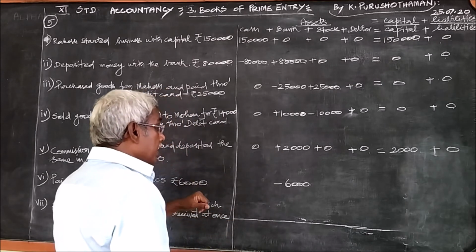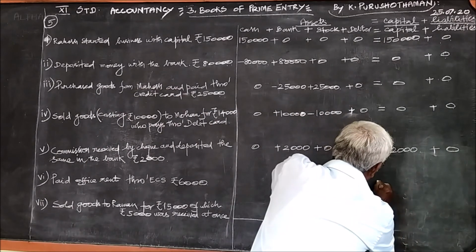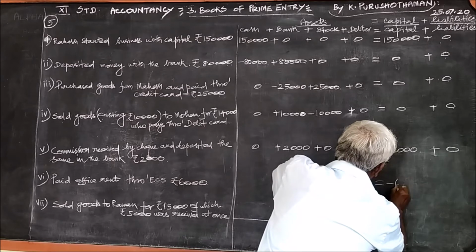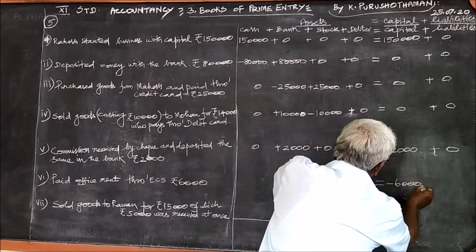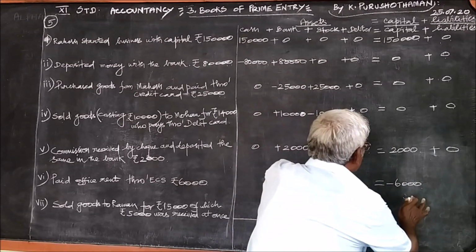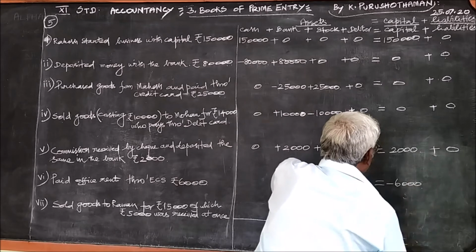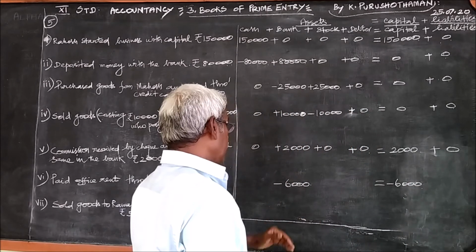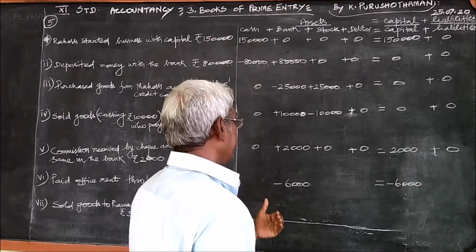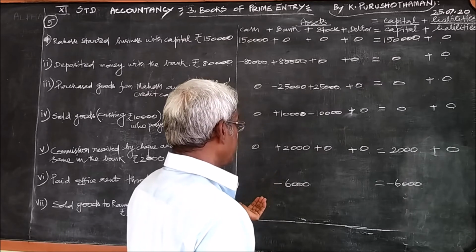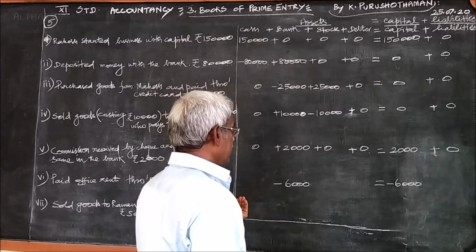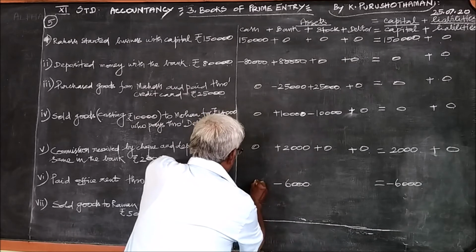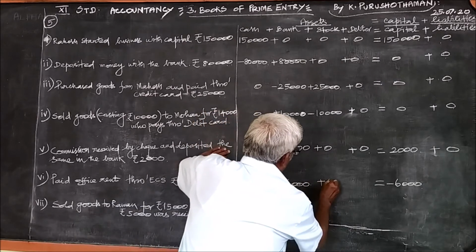It will also reduce the capital, because from the capital only the rent is paid. So left hand side minus 6,000, right hand side minus 6,000, they are equal. For other items put 0.